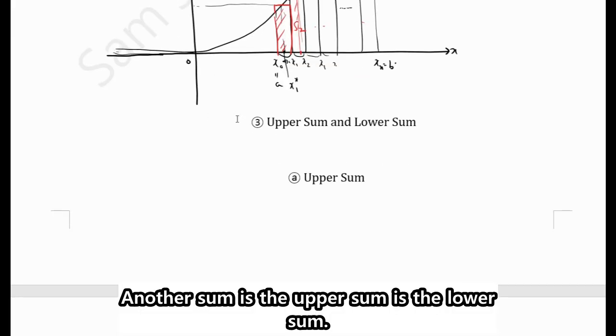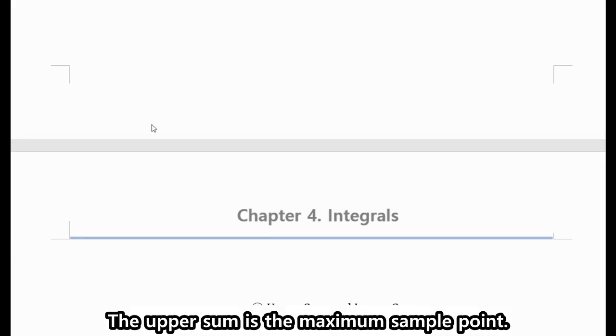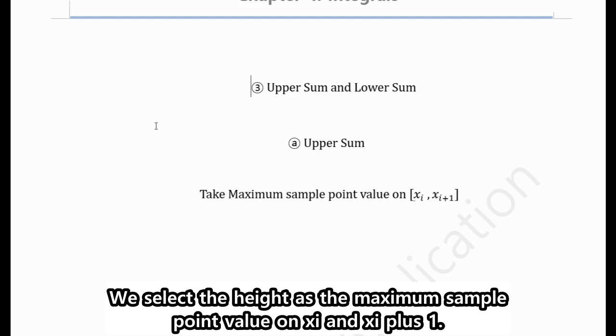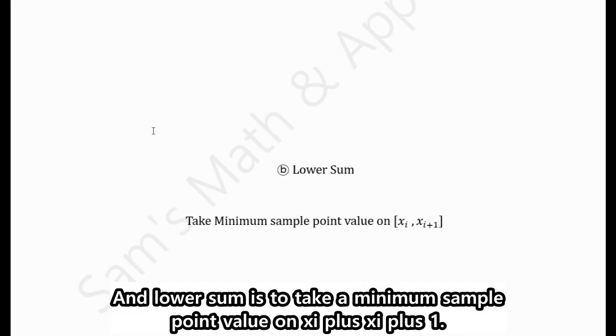So other sums are the upper sum and the lower sum. The upper sum uses the maximum sample point. We select the height as the maximum sample point value on xi to xi plus 1. And the lower sum takes the minimum sample point value on xi to xi plus 1. I will explain with the graph.